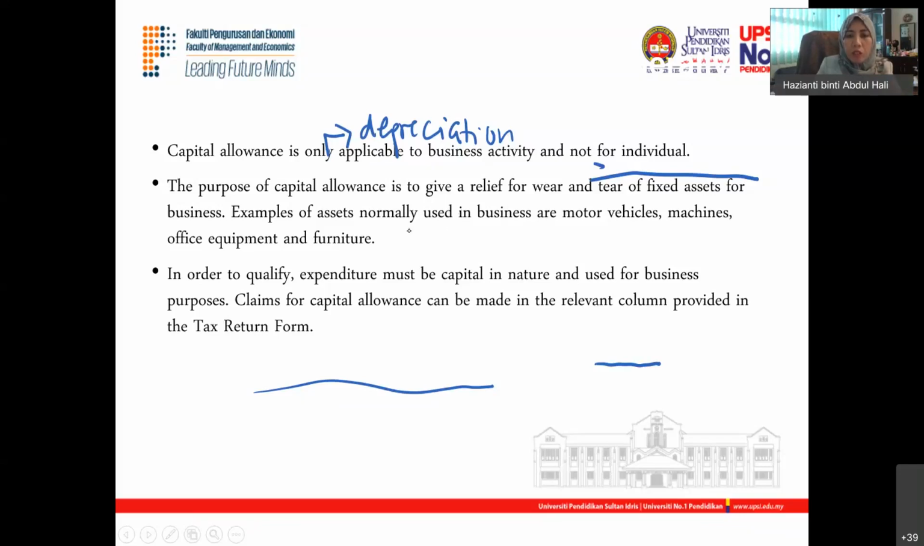And the examples of assets normally used in business are motor vehicles, machinery, office equipment, furniture. These are the usual assets. In order to qualify, expenditure must be capital in nature and used for business purposes. You cannot have a car used for personal use but want to claim capital allowance, you can't.